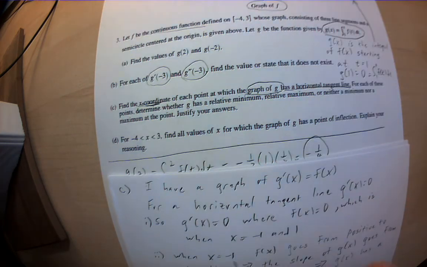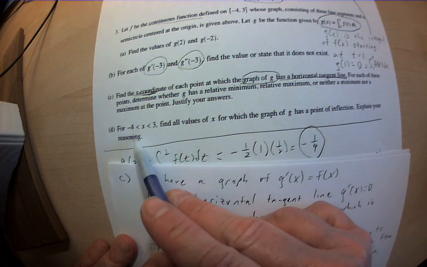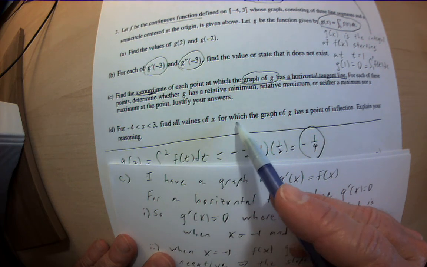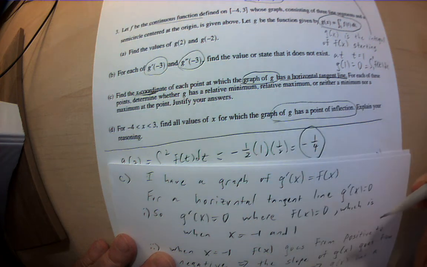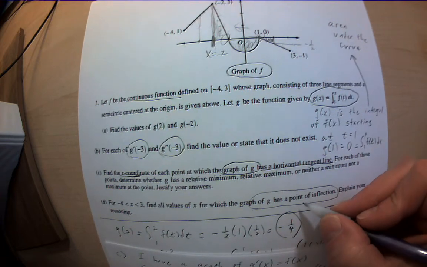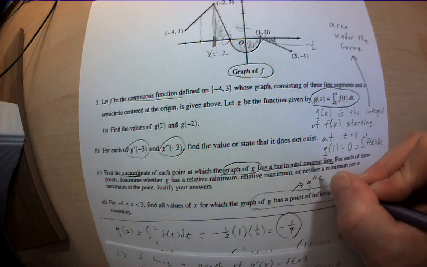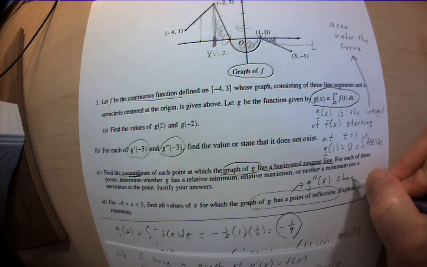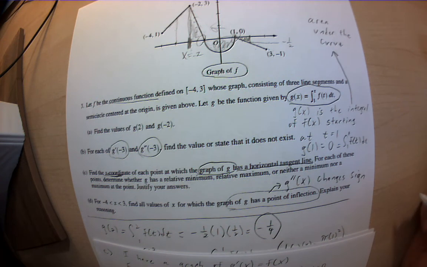Okay, so part D. So between -4 and 3, and that's where the whole graph is. The graph starts at -4 and it ends at 3. So for -4 to 3, find all values for which the graph of G has a point of inflection. So guys, if you remember, explain your reasoning. If G has a point of inflection, that means G double prime x changes sign. That's points of inflection. If the second derivative changes sign, you got a point of inflection.